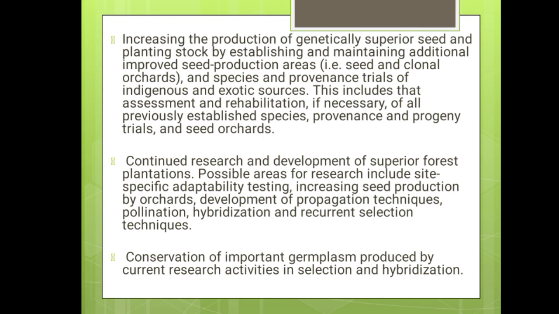At ang panghuli naman po ay conservation of important germplasm produced by current research activities in selection and hybridization. Sinasabi dito na pinaka-importanteng paraan ay ang pangangalaga sa pagtatanim at pagsasagawa ng seed selection.